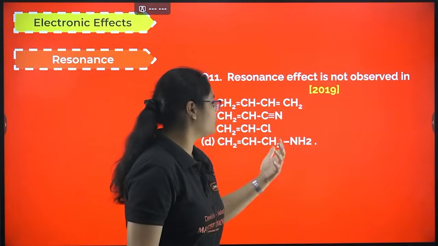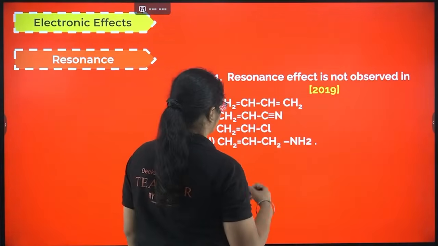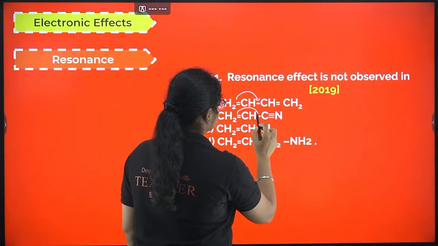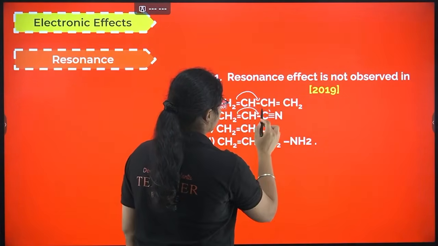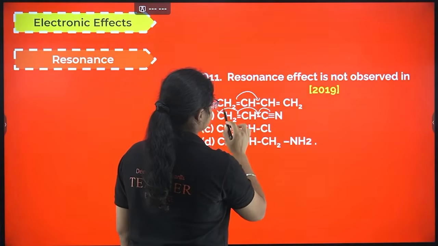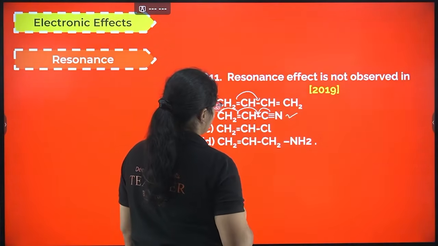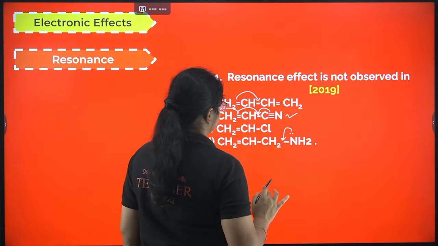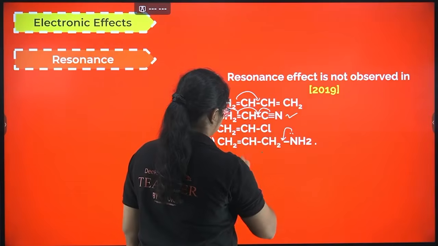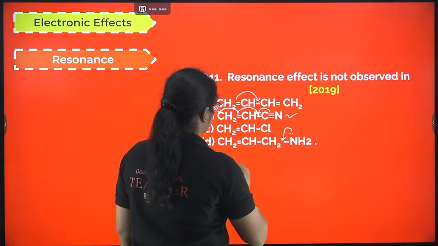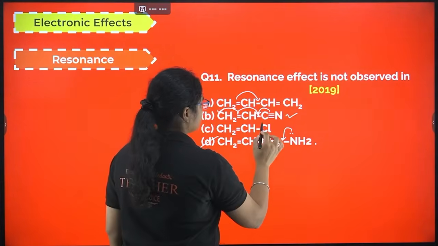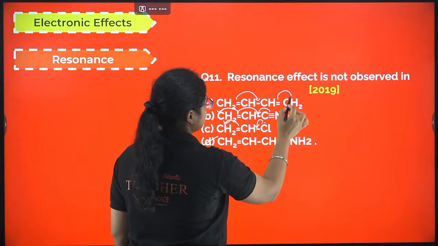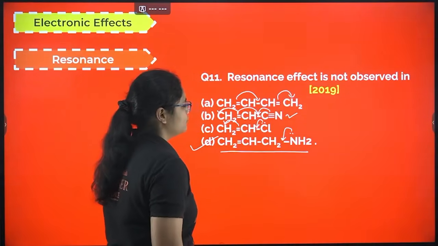Next, resonance effect is not observed in. For resonance we need to have conjugation, right? Here if you see this bond, this bond can shift here and then this bond can shift here. So we have resonance here. Now if you see this particular structure, this lone pair can come here, not observed resonance. Here also there is no flow of electrons, so I think there will be no resonance. Here also you can see chlorine has a lone pair, this can come here, this can come here and this can go here. So in option number D there is no resonance.